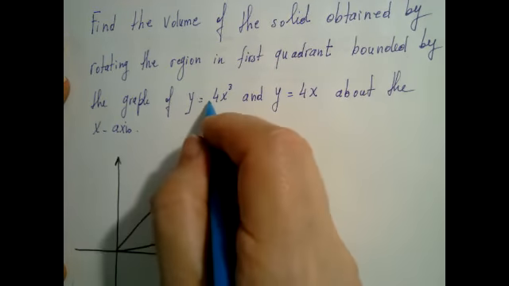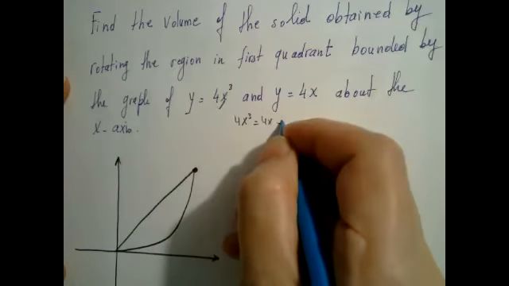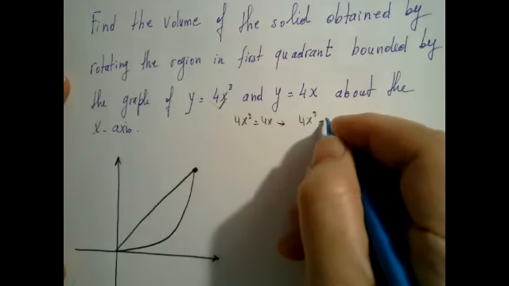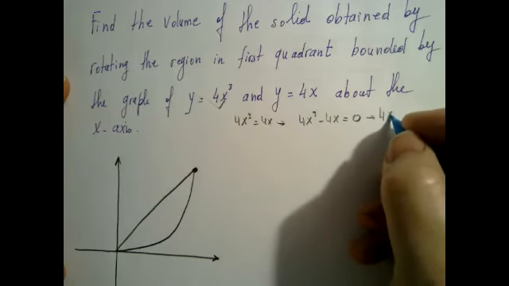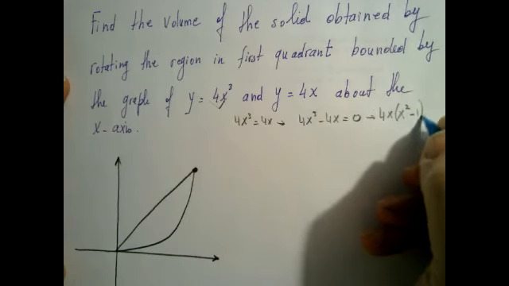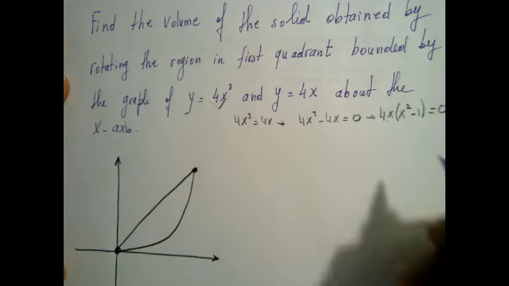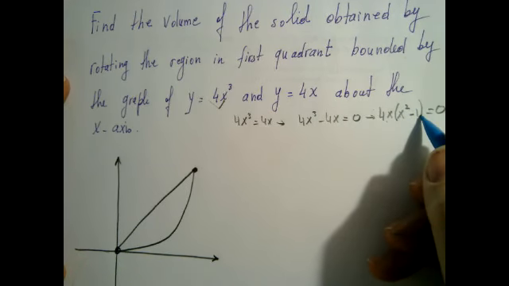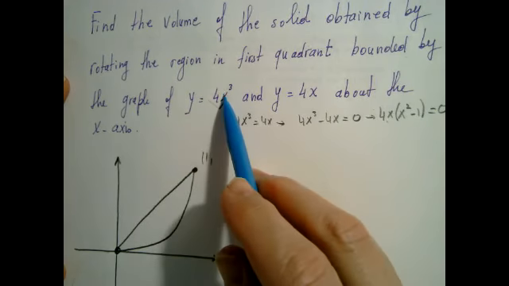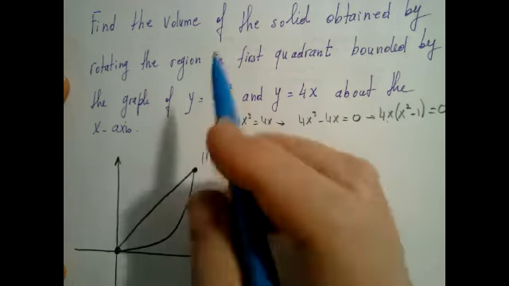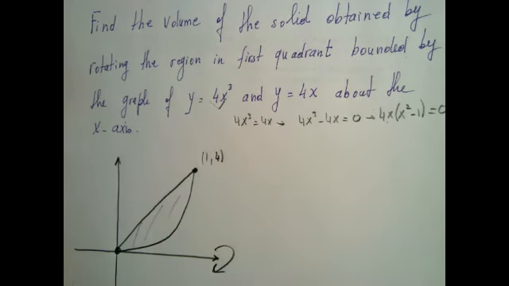And the intersection, if we set 4x cubed equal to 4x, it means 4x cubed minus 4x equal to 0. I can factor out the 4x, get x squared minus 1 equal to 0. I get x equal to 0, my first intersection point, which I knew, and I get x equal 1 from here. And to make sure, if I plug in 1, I get a 4, and this is 1. So that's really the region, and that's my axis of rotation.